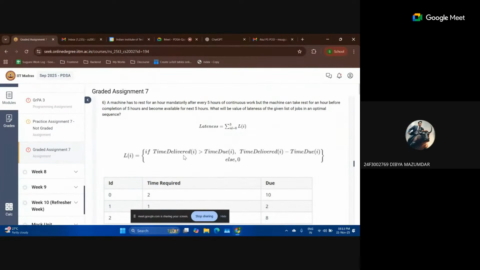Here it says that after continuous 5 hours of working, the machine can take a rest for 1 hour. That's a bit confusing. It has to rest for an hour mandatorily after every 5 hours of continuous work. But the machine can take a rest for an hour before completion of 5 hours and become available for.